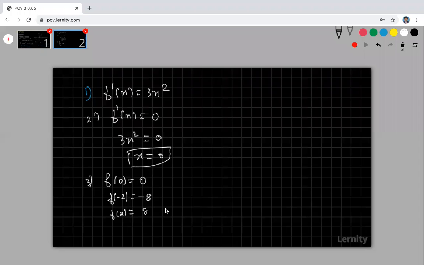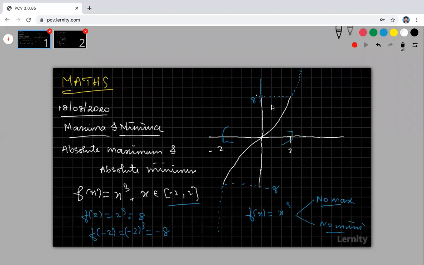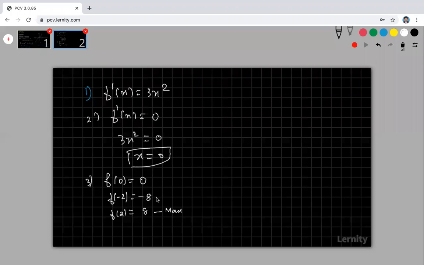So this is my absolute maximum. Absolute maximum means within this interval, this is my maximum. And this is my minimum value, the absolute minimum value. So this problem we discussed in our previous class, absolute maximum and absolute minimum. Are you okay?